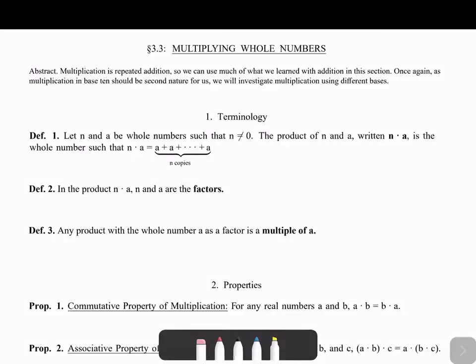Hi everyone, this is the first video for section 3.3, multiplying whole numbers. So if you haven't, go ahead and make sure that you've read through this section so that you have seen these things before we talk about them.